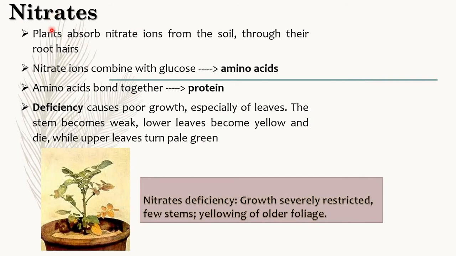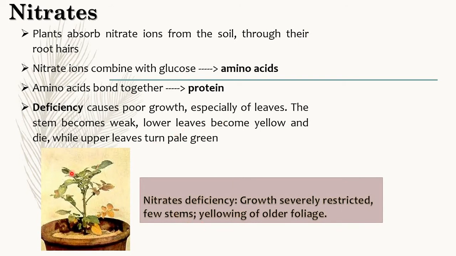Let's see more detail about nitrates. Plants absorb nitrate ions from the soil through their root hairs. Nitrate ions combine with glucose and become amino acids. After that, the amino acids bond together and eventually become protein. Protein is a large molecule. If you lack nitrates, it will cause poor growth of the plant, especially of the leaves. The stem becomes weak. This is the stem. Lower leaves become yellow and die, while upper leaves turn pale green.